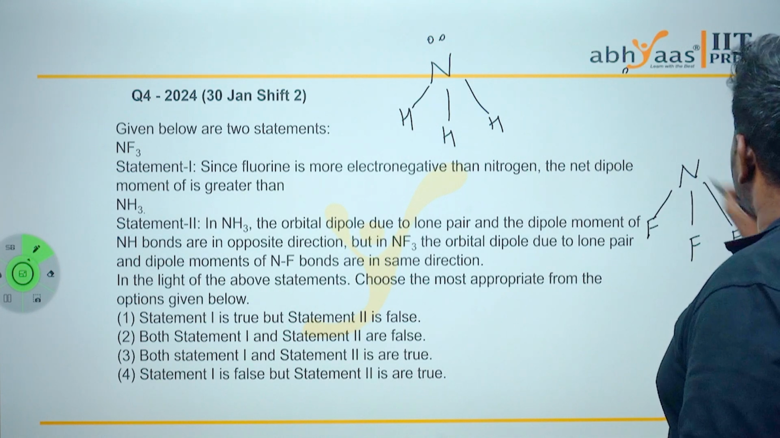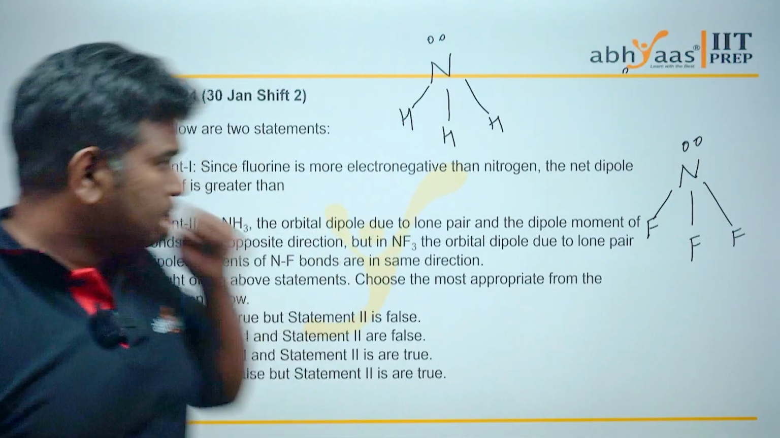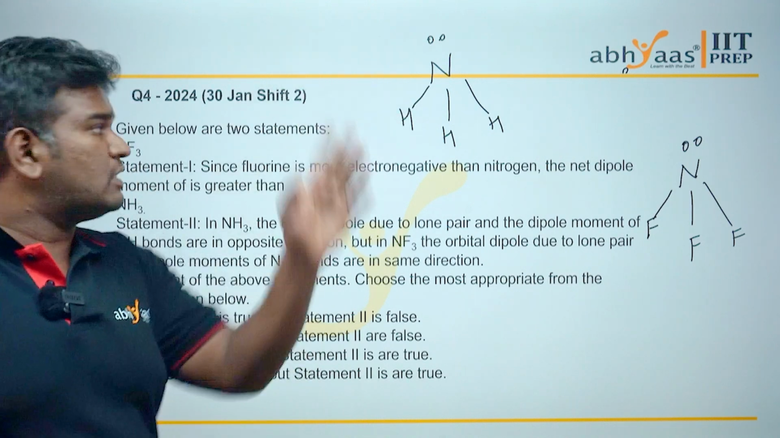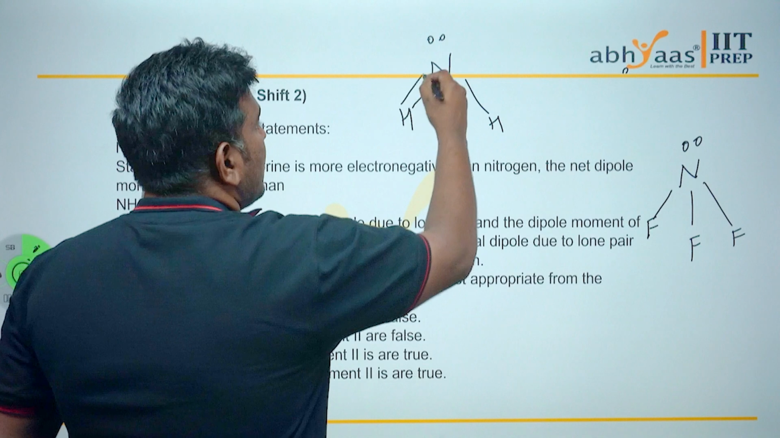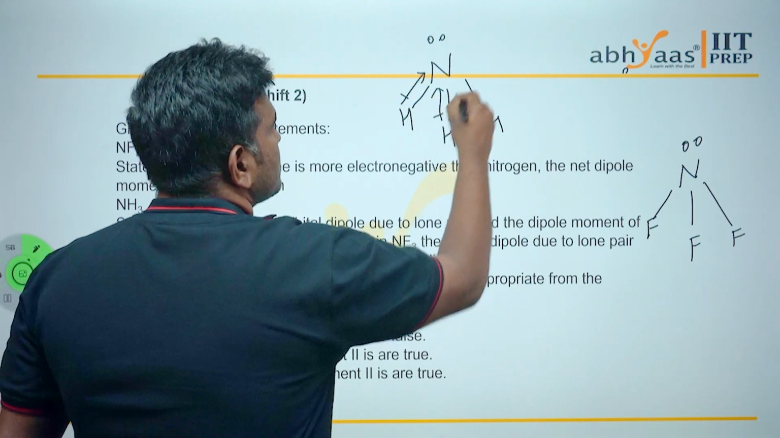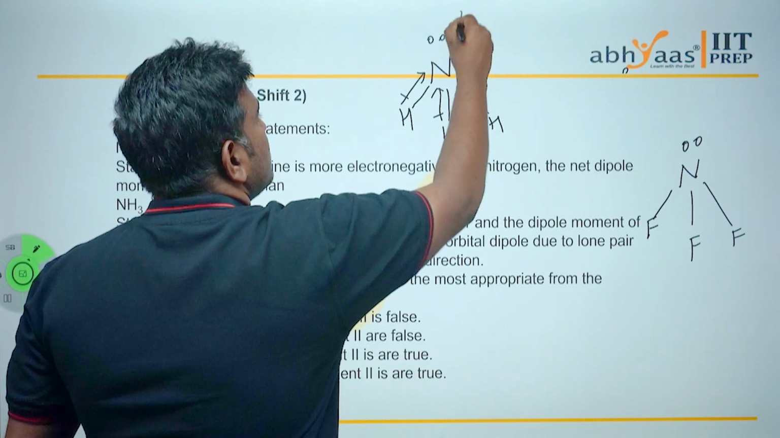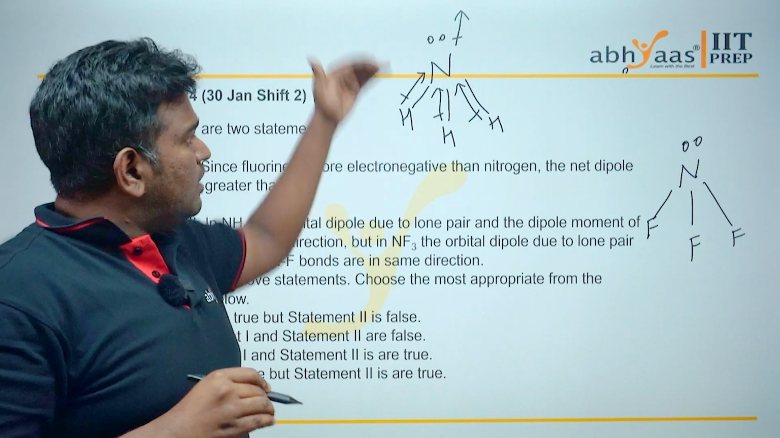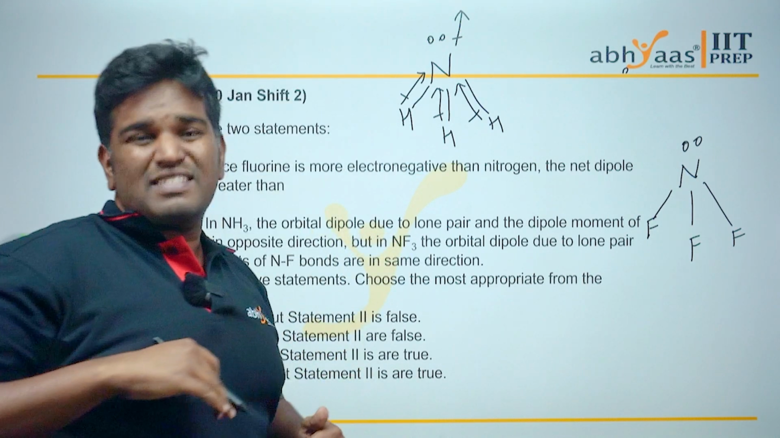In this case, you have to know how the dipole moment is. You know that the dipole moment will be from the electropositive element to the electronegative one. In this NH3 case, the dipole moment will be from hydrogen to this particular nitrogen. And you know that this lone pair also will be pulling the electrons. Here you can see that hydrogen and the lone pair have the same direction. The dipole moment is in the same direction.